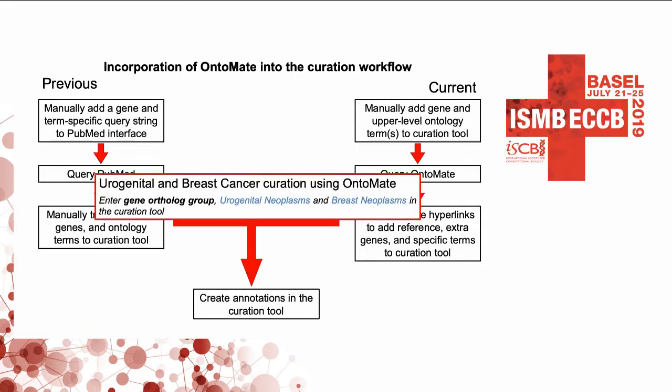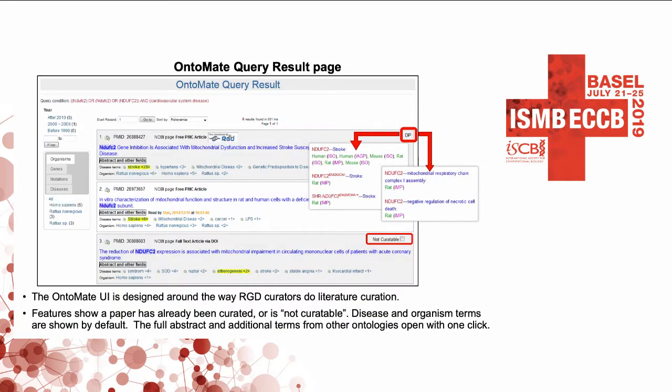And this would be a set of terms that would get entered into OntoMate now. So you would enter a gene ortholog group because we annotate across to orthologs, and then one or more upper-level ontology terms such as urogenital neoplasms or breast neoplasms. So once they have done their query, this is the kind of result page that comes up.